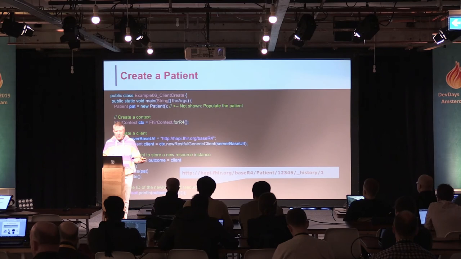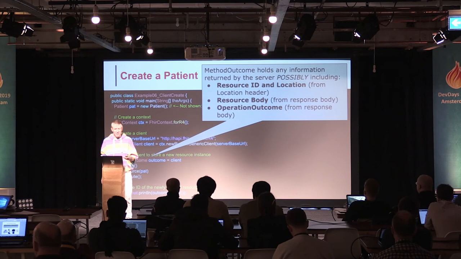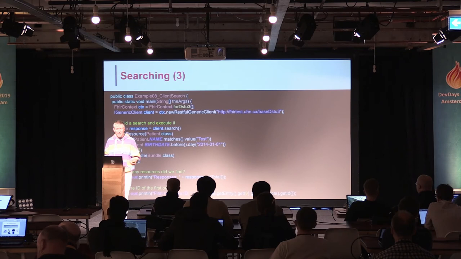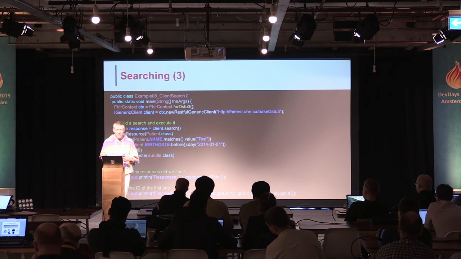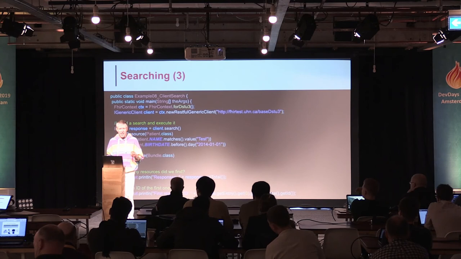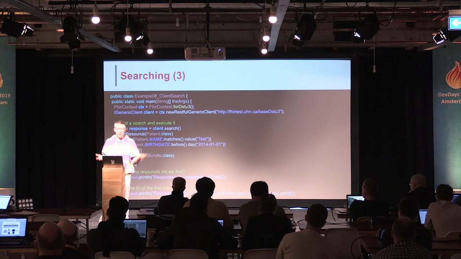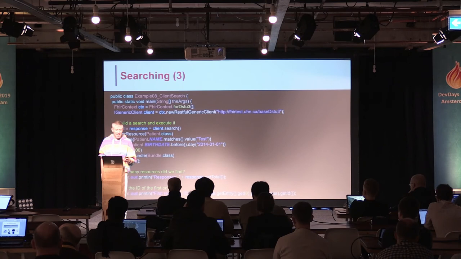There are, of course, all kinds of other things that will come out from that method outcome. Searching: I've got one big complicated example here of how to do a search. Don't worry about all of the specifics of what I'm doing here. Really what I want to highlight is that a bunch of the features of FHIR's searching capability are all here. It's kind of nice, you get some compile time checking. In this example, I'm searching for patients with a name and a birth date. I'm asking the server to give me 100 back and give me a bundle instance as the Java response to all of that. And then when I execute that, I get a bunch of details back.